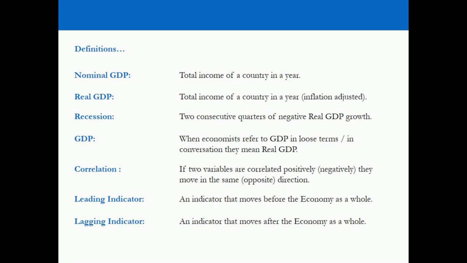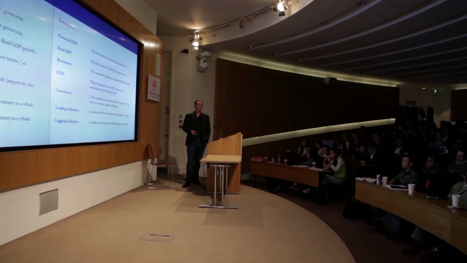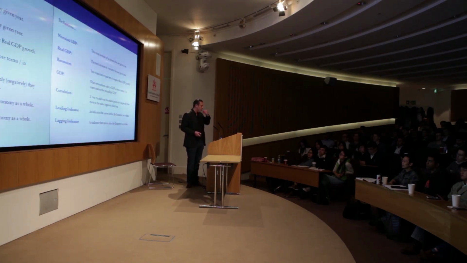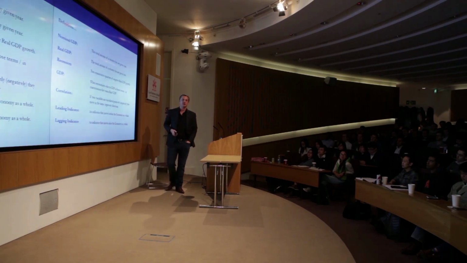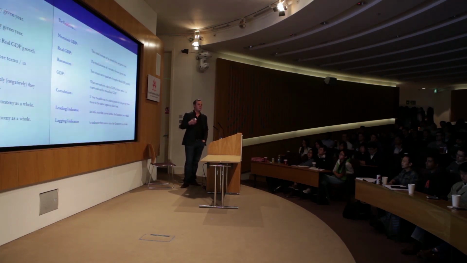We know what correlation is. I'm not going to tell you what that is. You should know. Leading indicators, indicators that move before the economy as a whole. Lagging indicators, indicators that move after the economy as a whole. So what are we interested in? We're interested in leading indicators that do what? Predict the movement of the economy. So what's the economy? Real GDP. You can have an appreciation of nominal, but what really matters is real GDP.